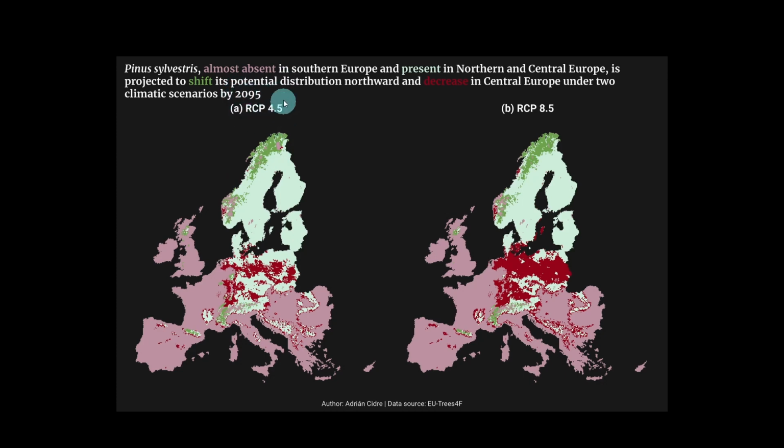And here we have two different climate scenarios, so the changes will be different in both scenarios. This is one scenario of intermediate emissions, and this is a scenario of high emissions. And finally, in dark red, we have the areas where it's expected to disappear.